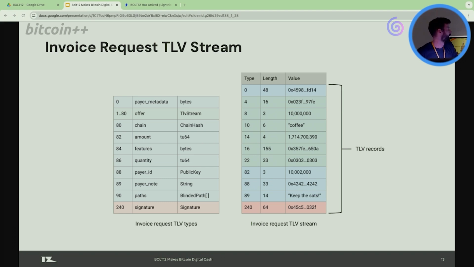All right, and on the right side, you see an instance of this particular invoice request. The green fields are from the offer. The blue ones, we have some metadata on top, and then a few later on. I can't quite read it from this angle, but I think what I had in here is Alice actually overpaid. She gave a little bit more, and that's perfectly fine if Bob wants to accept that. And she left a message saying, keep the sats, so I'll keep the change, basically.